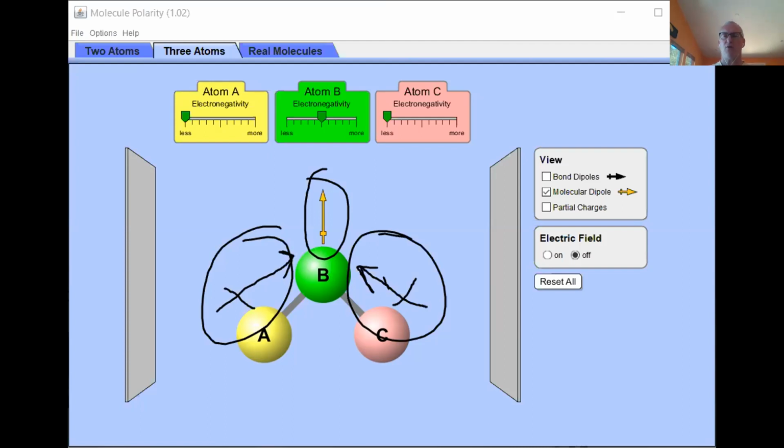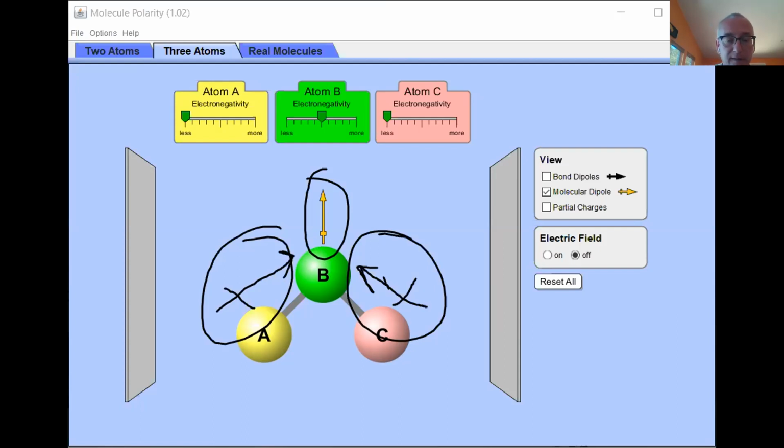So are the bond dipoles additive? Yes or no? That's the basic question here. It's either yes or no. Who's got an opinion? Let's take a poll. How many yeses, how many nos? Can we just add the bond dipoles together?